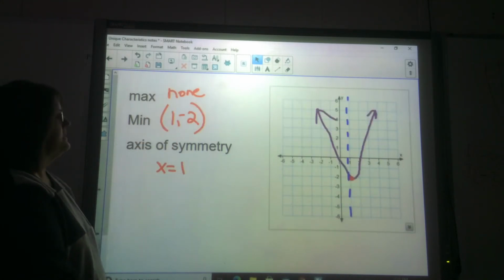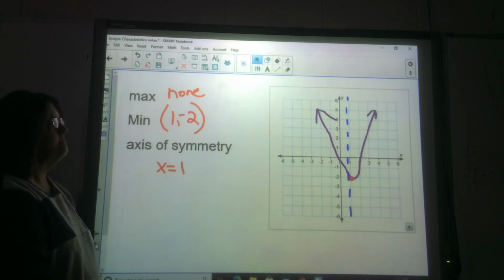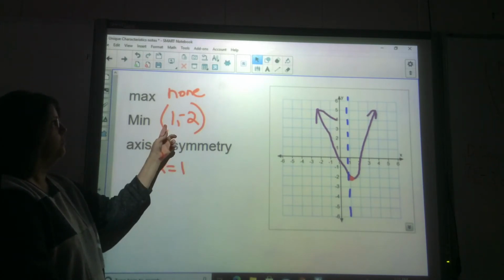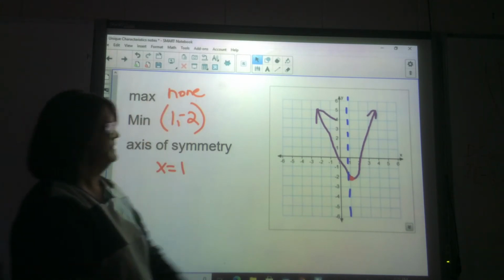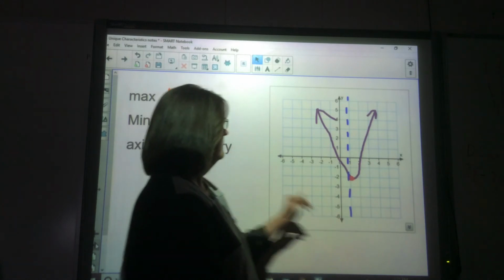And if you can name the maximum or the minimum, either one, you can name the axis of symmetry. All right, taking a look at this one, it has a minimum point at (1, -2). It does not have a max. And its axis of symmetry is at x equals 1.